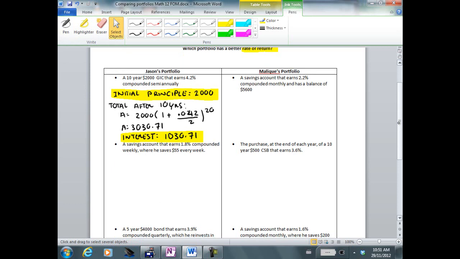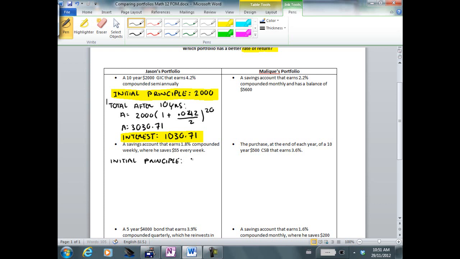Let's do the next one. Take a minute. I want you to start the next one on your own. It says, a savings account that earns 1.8% compounded weekly for $55 a week. Let's write down my initial principal, because I want to find the initial principal for everything.